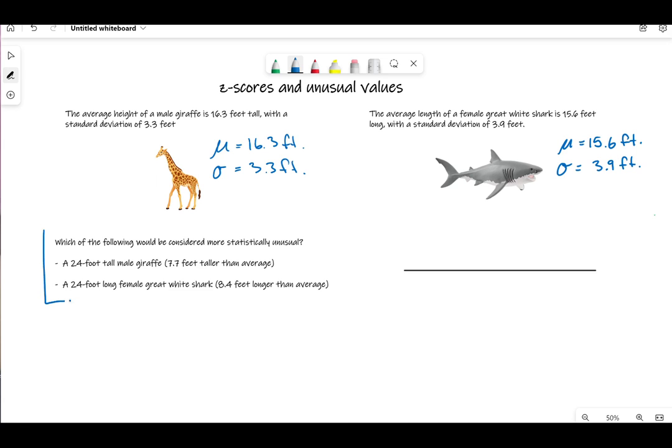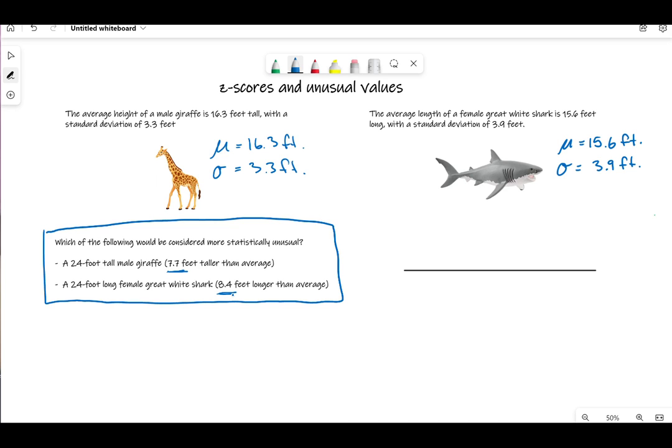So now the question is, over here, I'll put a little blue box around the question. The question is, what would be considered more statistically unusual? A 24-foot tall giraffe or a 24-foot long great white shark? If a giraffe is 24 feet tall, that would be 7.7 feet above average. And if a great white shark is 24 feet long, that would be 8.4 feet above average.